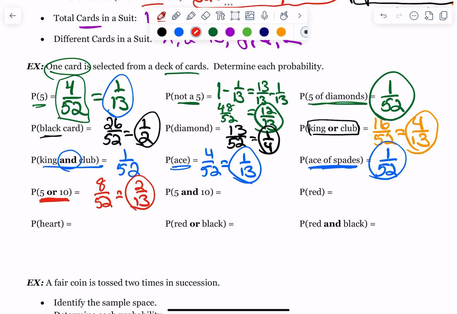Now, our next question is 5 and 10. Well, is there a card that has a 5 and a 10 on it? No. So this probability is going to be a 0.